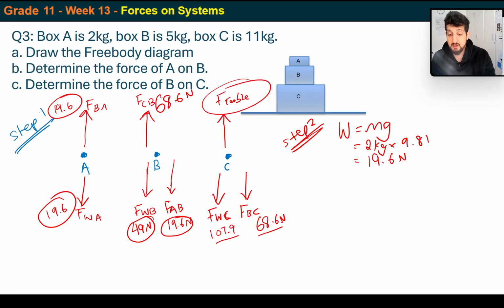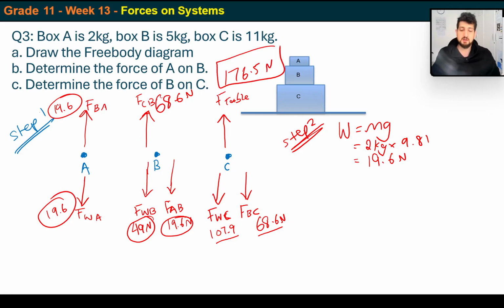What's that going to be? You guessed it. It's going to be these two added together, right? So that's going to be that plus 68.6, which is 176.5 newtons. Now, if I want to check, let's just say I want to do a check. Because I've just determined the force of A on B, which is 19.6, and I've determined the force of B on C, which is 68.6.